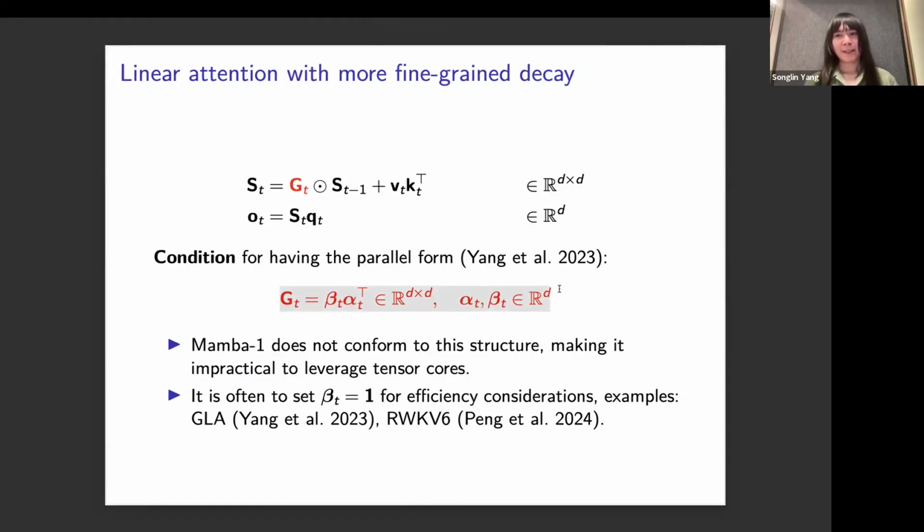In the GLA paper, we discussed the most general form. In practice, we found that for this beta_t, we do not need to set it to a learnable vector. We can simply set it to a one vector, which could boost the training efficiency. And this strategy has been used in many recent models, like Gated Linear Attention and RWKV6.